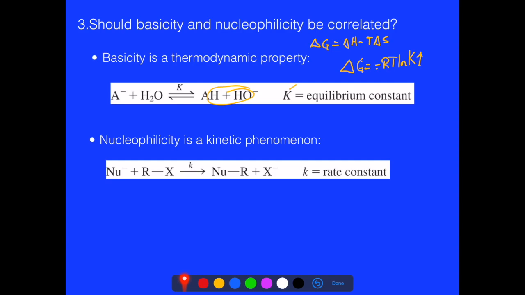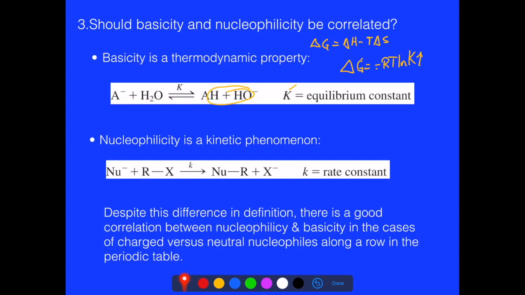So, hence our question, should basicity and nucleophilicity be correlated? Because fundamentally, one's based on thermodynamics, the other one's based on speed. What we find is that despite this fundamental difference, there is actually good correlation. If something's a good nucleophile, it's also a good base. Or if something's a good base, it's also a good nucleophile. And in this particular case we have charged versus neutral nucleophiles, along a row in the periodic table.